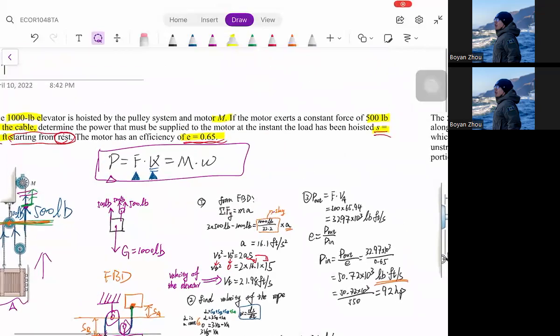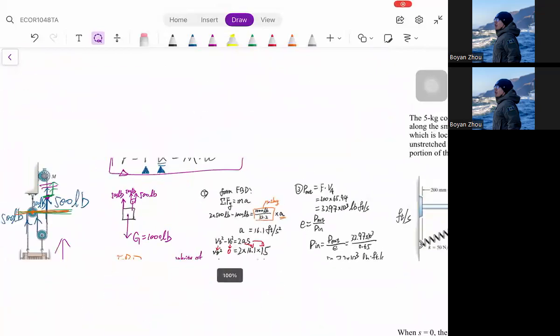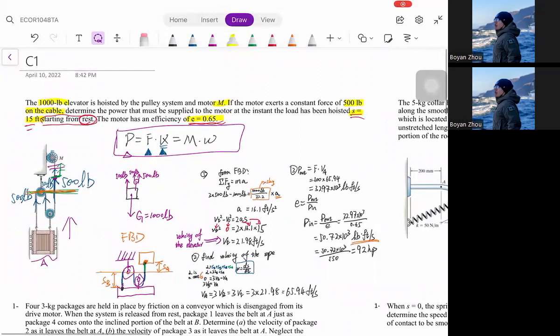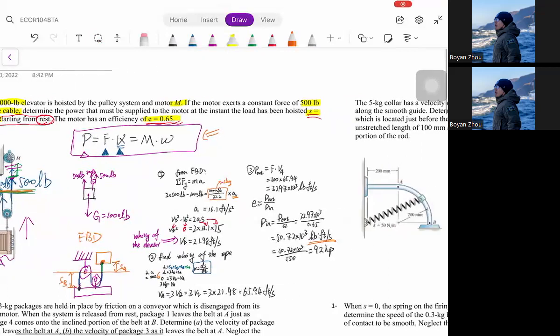Okay, so that is the first question. For the first question, you just need to know this equation: the power is equal to force times velocity. And then from the free body diagram, you find out the acceleration. Then from the acceleration, you find out the velocity for the elevator. And then use the relationship of the cable and the pulley, you'll find out the velocity for the motor. And then you find out the power, and then convert it to the horsepower. That's it.